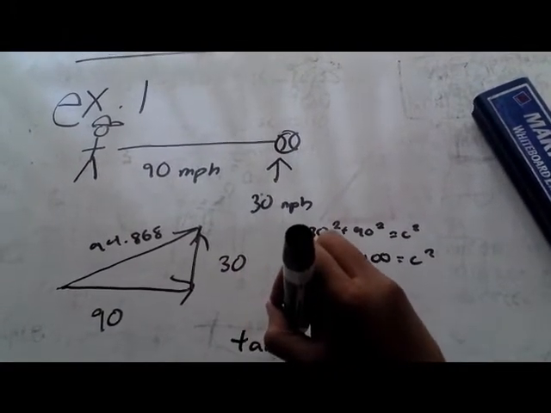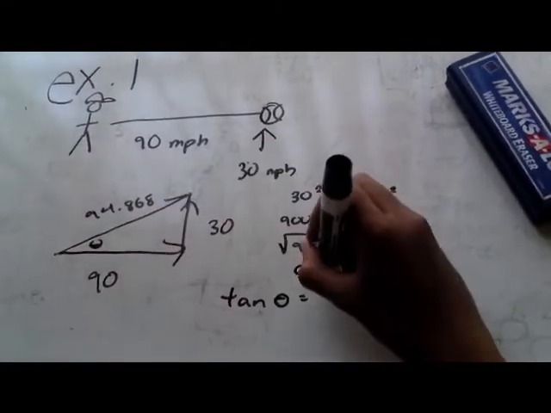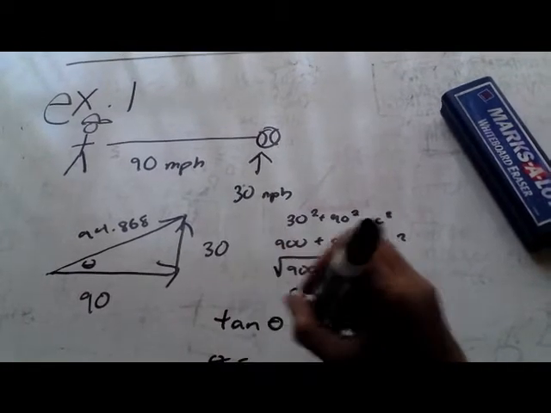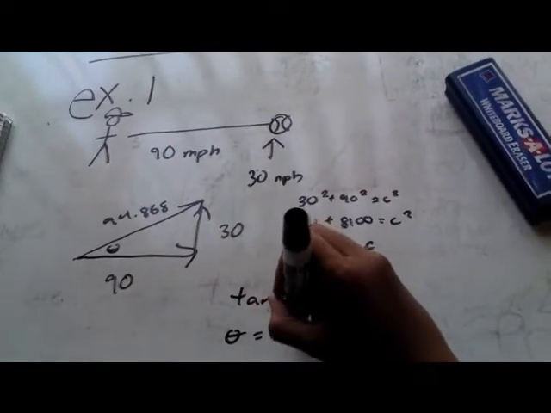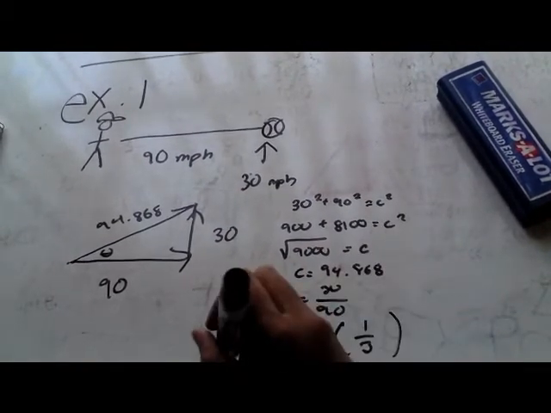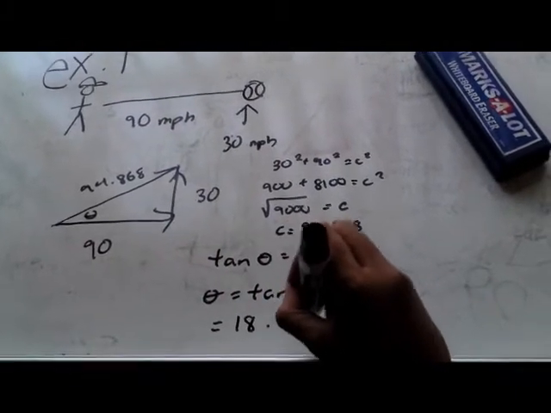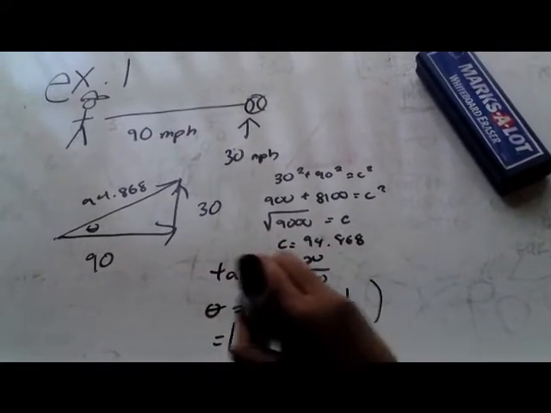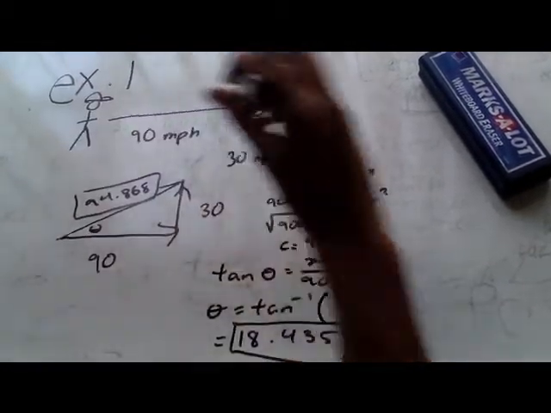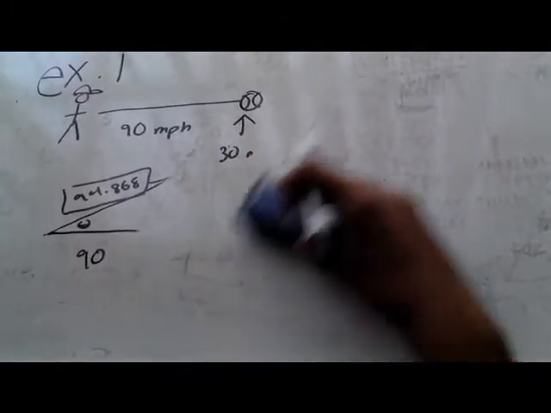And we need to find direction now. So we can just use the arctan. Let's set it up. The tangent theta is equal to opposite over adjacent, 30 over 90. And you have to isolate theta. So you get tangent inverse of 1/3. I simplified. And you plug that into your calculator, you should get 18.43 degrees. And that's the direction and magnitude.